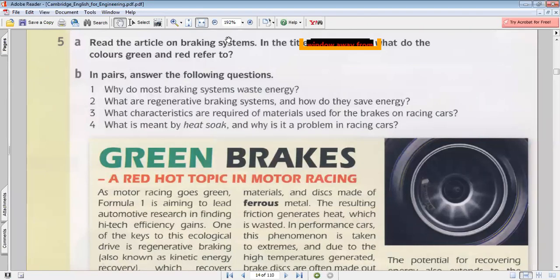17. Before you go into this, last time we reached page 16, categorizing materials. What do you know about braking systems? In pairs, discuss the following questions. Let's see, what do brakes do and how do they work? What do brakes do? A question. Question 5A.